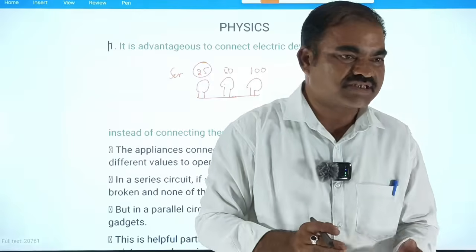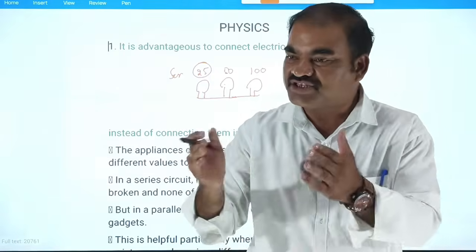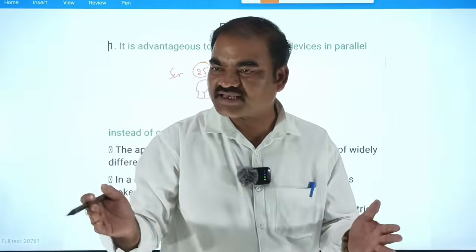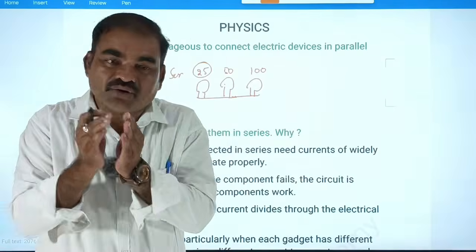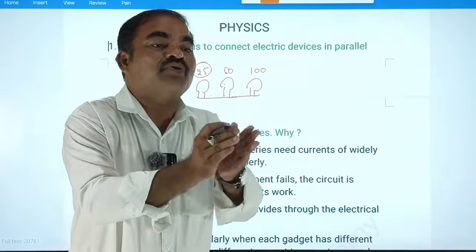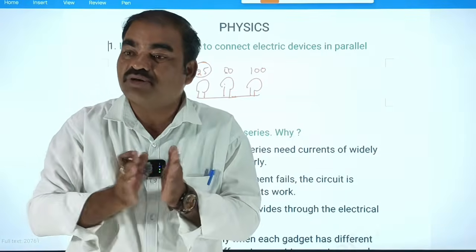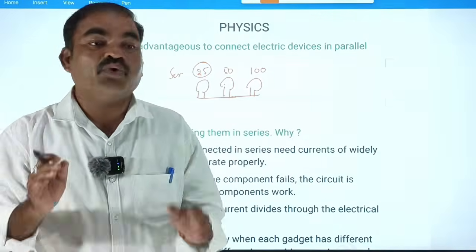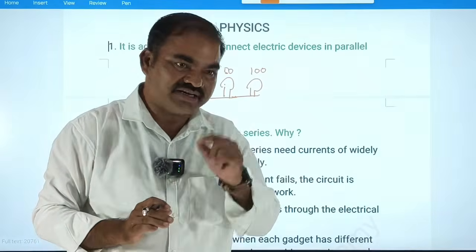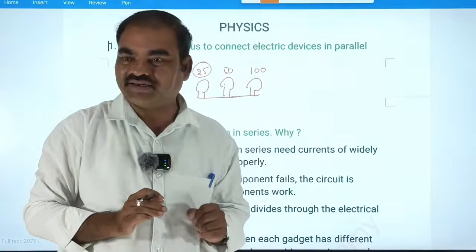For example, iron box, fridge, ACs, and many others. They won't require an equal amount of current. But in series, it distributes an equal amount of current, so they won't work properly. This is one reason why series is not used in homes.